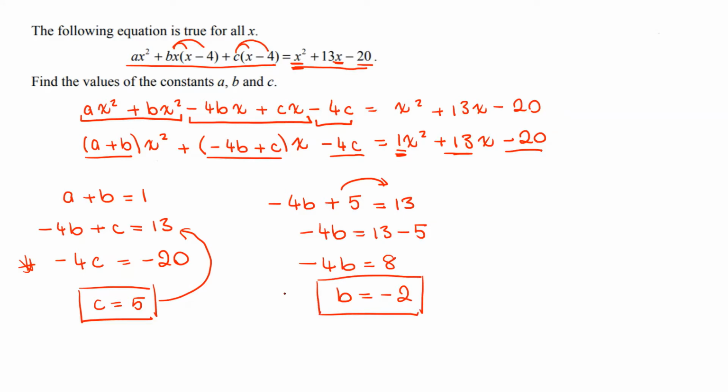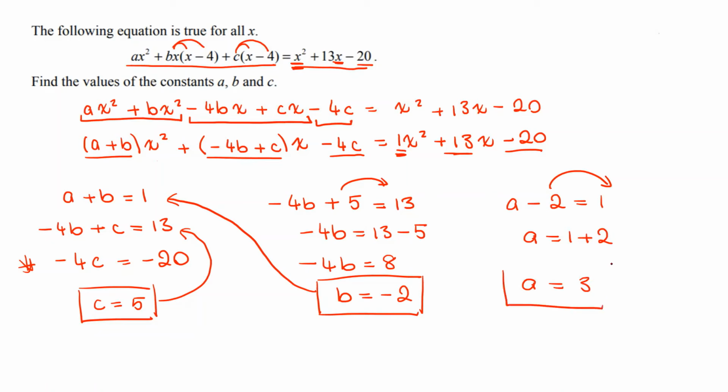So now that I know c, and now that I know b, I can use our very first equation we wrote to find a. So if I substitute in the value for b, we get a minus 2 is equal to 1. So if we bring over the minus 2, it becomes a plus 2. So I'll have a is equal to 1 plus 2, or a is equal to 3. So we know now a is equal to 3, b is equal to minus 2, and c is equal to 5.